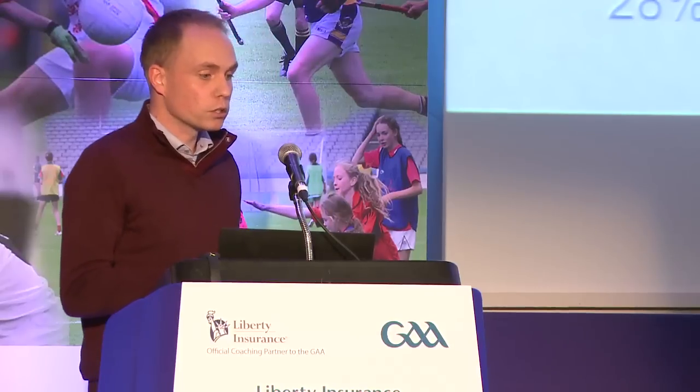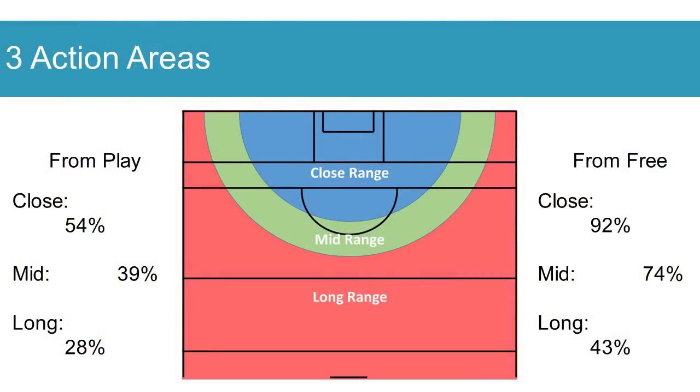Okay? The other thing I want to look at is in terms of from free. And for me, cynical fouling or otherwise, it makes no sense at all, unless there's some sort of clear goal-scoring chance, to commit a foul in that close range. Okay? 92% of frees in that close range go over the bar. So at all costs, if you just stood aside and let them shoot from play, they score at 54%.